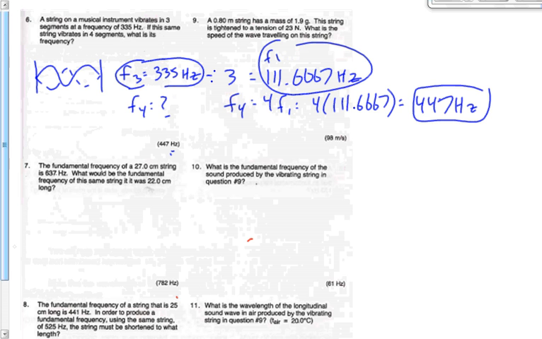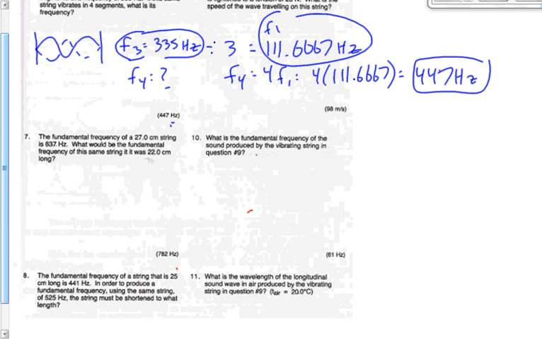Next one was number 7. It says the fundamental frequency of a 27 centimeter long string is 637. What's the fundamental frequency of the same string if it was 22 centimeters long? Here's what you got to remember for this one. The guitar string doesn't have a different speed of a wave in it depending upon where you put your finger on the fret. Put your finger on a fret, it changes the pitch, but only because it's changing the length of the string. The speed of the wave in the string is the same unless you tune the guitar. If you turn the little tuner, okay, then it's going to tighten or loosen the string, going to change the speed. Putting your finger on a fret doesn't do that. The speed stays the same. The frequency will change, but the speed stays the same.